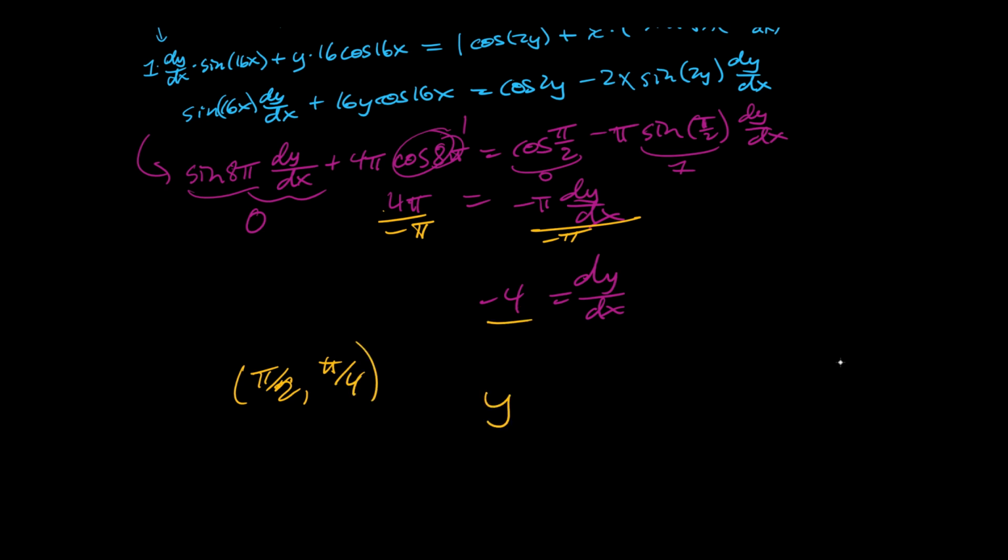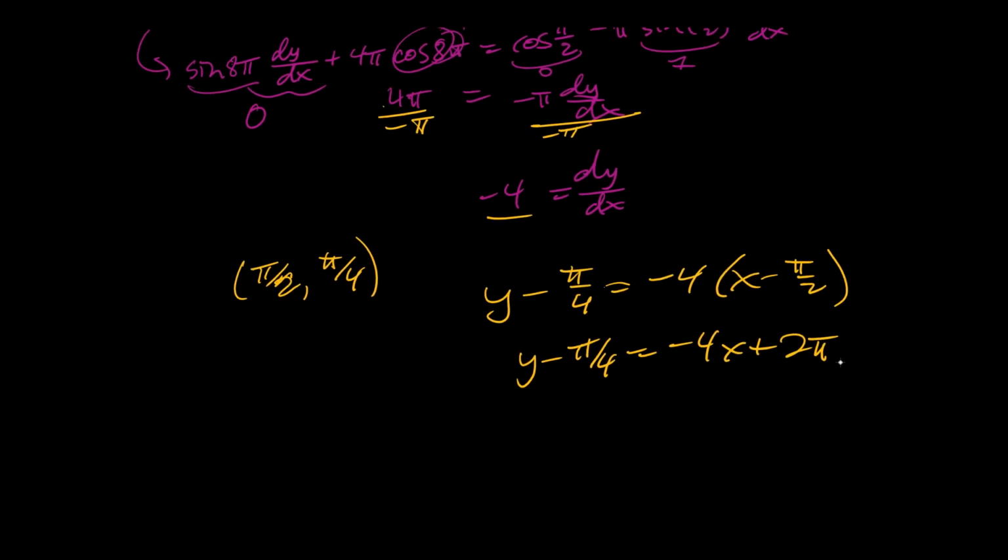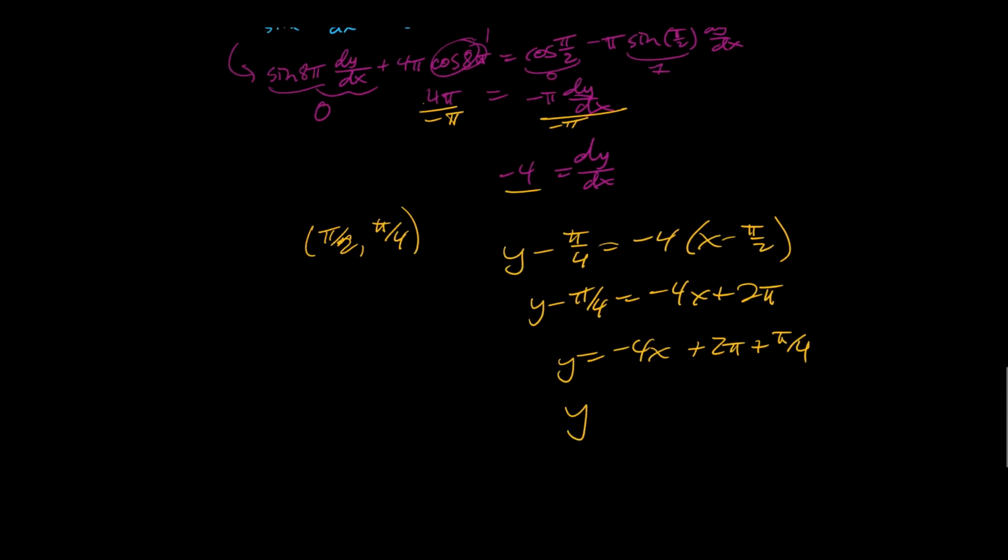So we go y minus y1, pi over 4, equals m times x minus pi over 2. So that's y minus pi over 4 equals negative 4x plus, now this is going to be 2 pi. And so y equals negative 4x plus 2 pi plus pi over 4. So this is basically y equals negative 4x plus 9 pi over 4 when you add those two together. And there you have it.